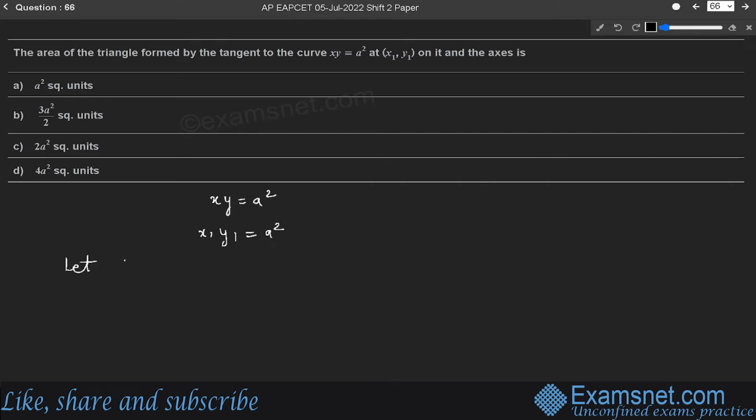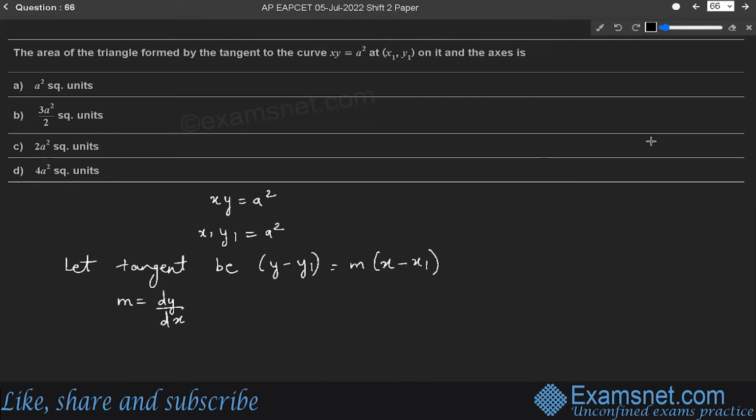Now let the tangent be y minus y1 is equal to m into x minus x1. m will be equal to dy by dx, which is the differentiation of the curve at x1, y1.